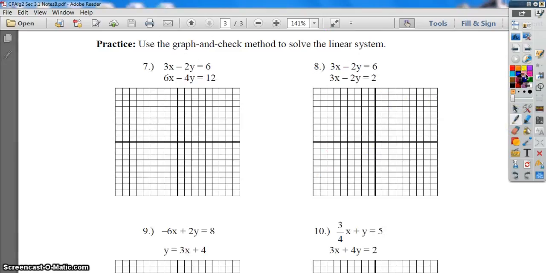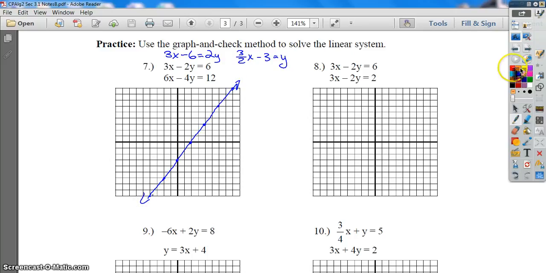Okay, so we're going to keep plugging away here. Same thing we're doing here in 7, 8, 9, and 10. So I'm going to add 2y over, so I'll have 3x minus 6 equals 2y. Divide everything by 2, so this is 3/2x minus 3 equals y. So down 3, over 2, up 3, over 2, up 3, over 2, up 3, and so on. Backwards, do the same thing, just going down.